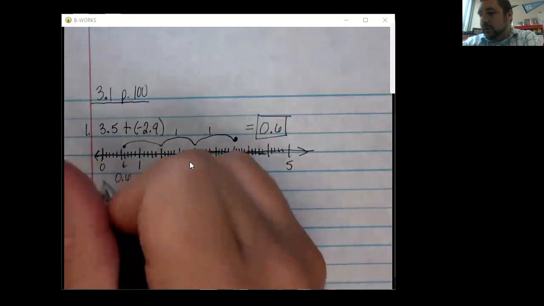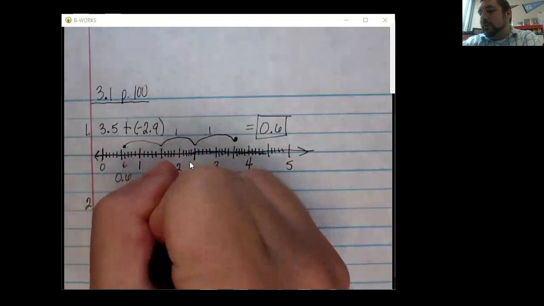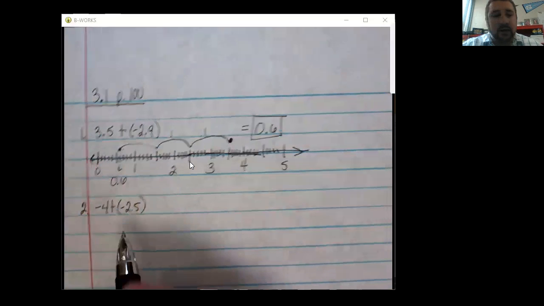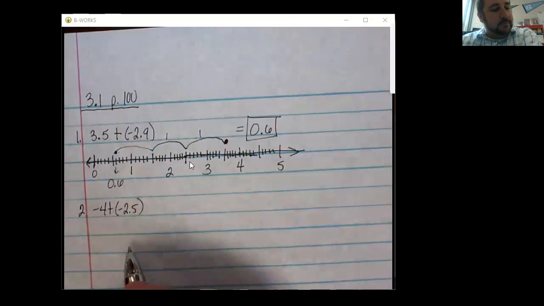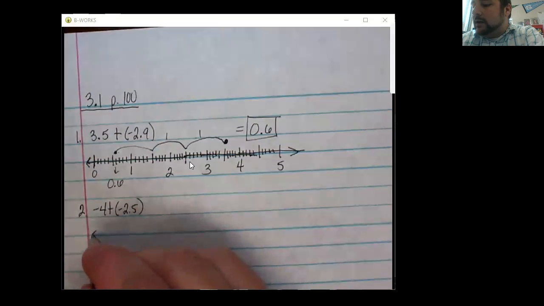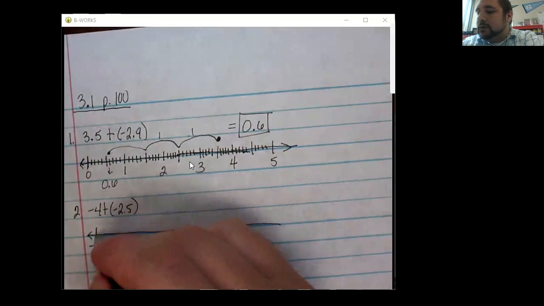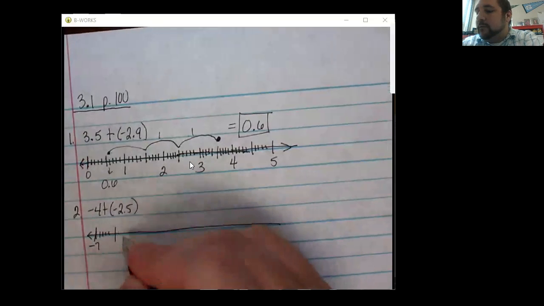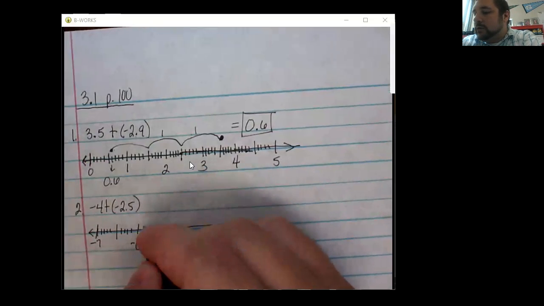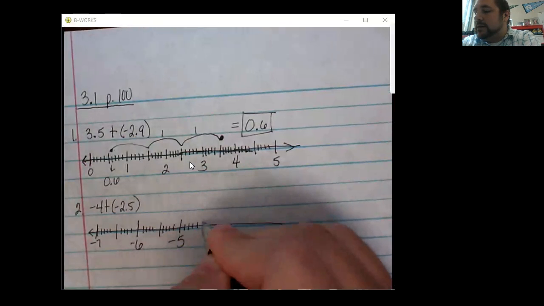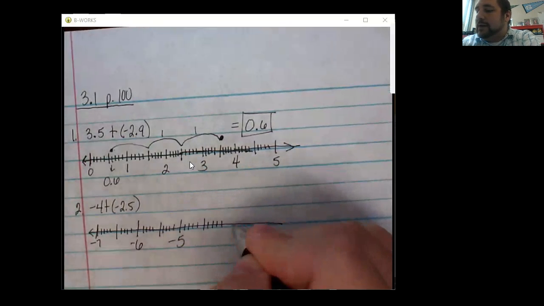We have negative 4 plus negative 2.5. So we're going to start at negative 4, and again, we're going to go to the left because our second number is negative. So let's draw our number line. Okay, we're going to go all the way to negative 7, and again, we're going to have 10 lines between each whole number. So 1, 2, 3, 4, this is a half. 1, 2, 3, 4, this is negative 6. So this is negative 6 1/2. Then that's negative 5 1/2. This is negative 5. That's negative 4 1/2. That's negative 4.